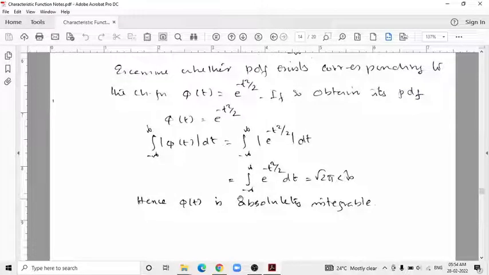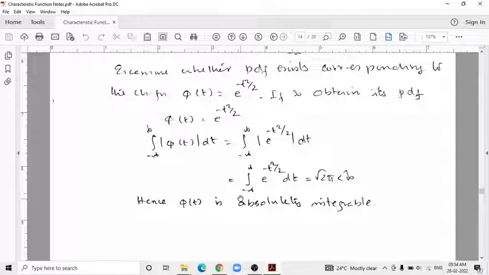Here we will consider some examples for finding the probability density functions of x when the respective characteristic function is given. In the first question, we are given a characteristic function phi t is equal to e raised to minus t square by 2. Based upon this characteristic function, we have to determine the respective probability density function. First of all, we note that this is the characteristic function of standard normal distribution.